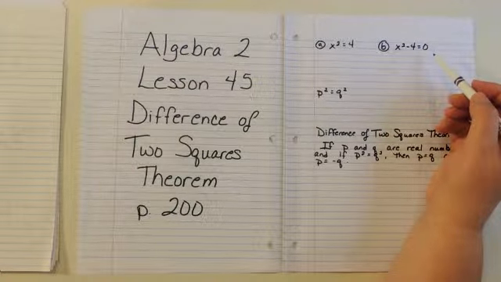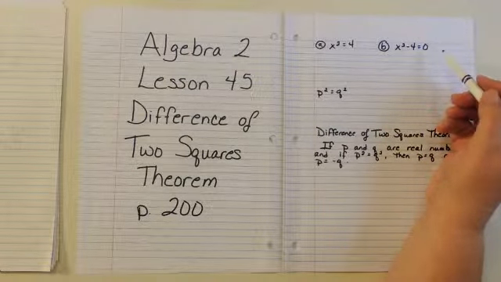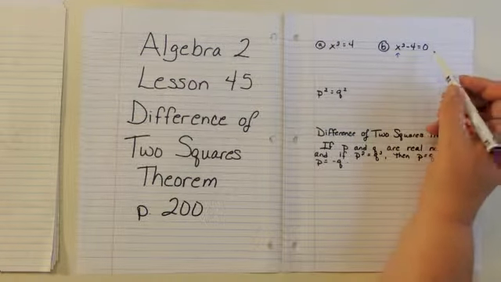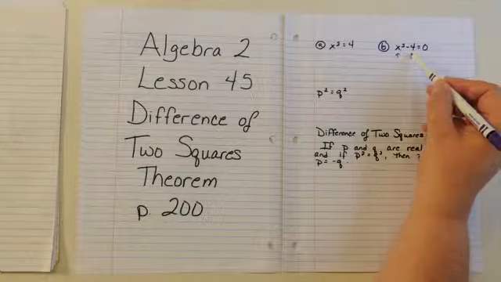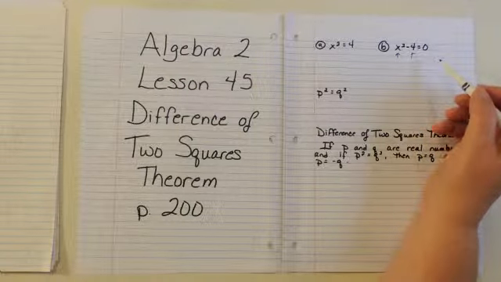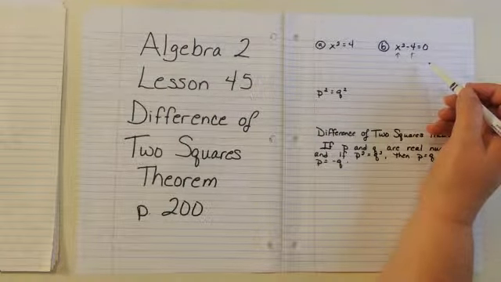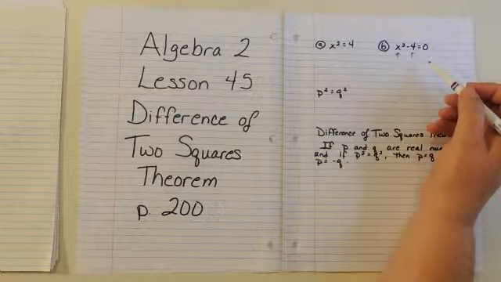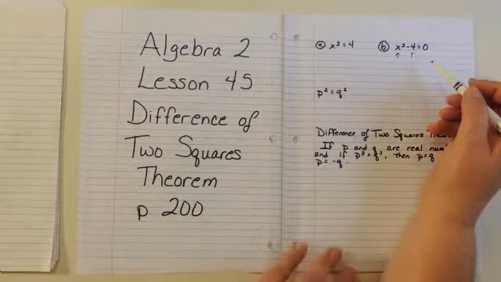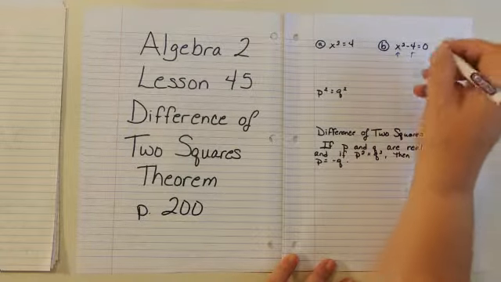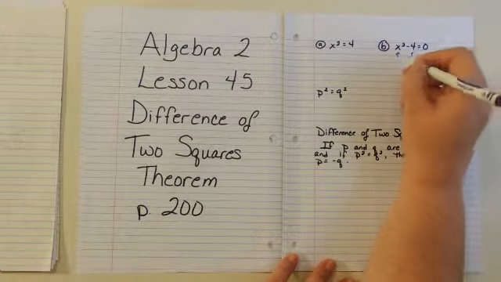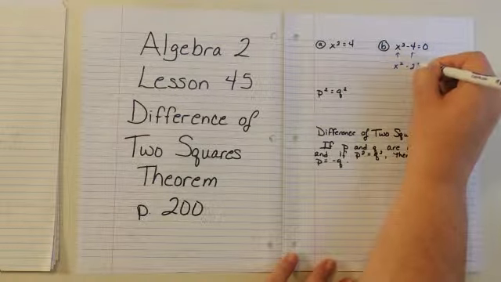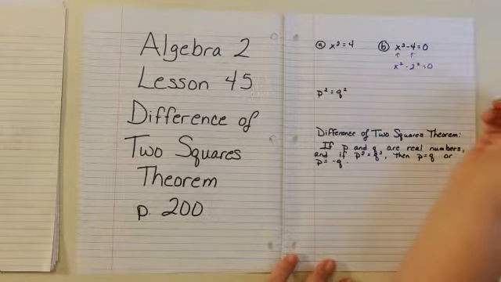In B, it's written as a difference of two squares. X squared is the square of x. 4 is the square of 2. So it can be written as a difference of two squares and can be solved by factoring. So we can rewrite this as x squared minus 2 squared equals 0.